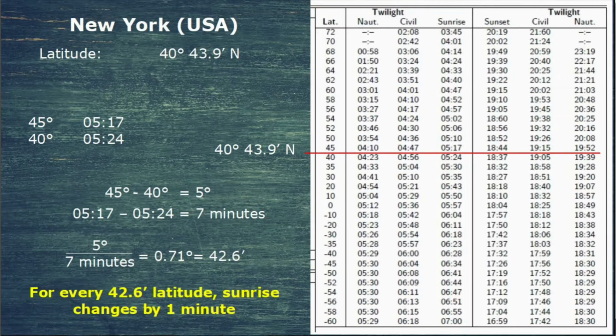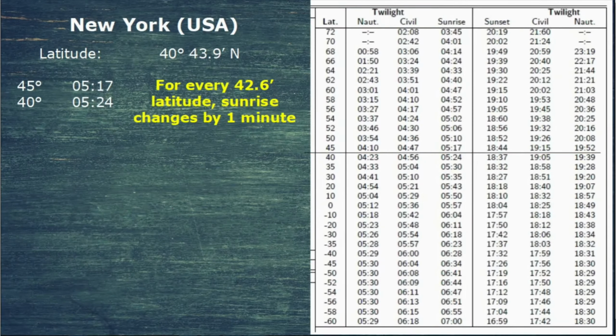So for every 42.6 minutes latitude change, sunrise time is going to change by 1 minute. I don't really mind which way you interpolate. This is the way that I prefer, so this is the way I'm going to show you in this example. So let's just tidy this all up.